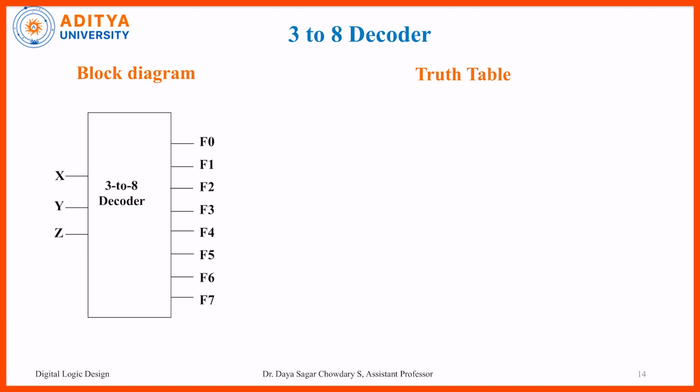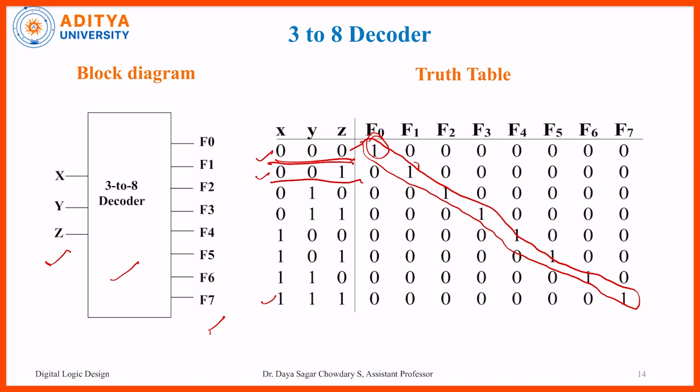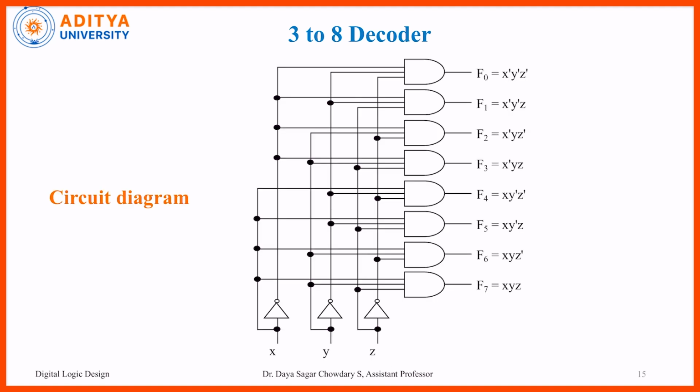That is the 3 to 8 decoder. If we consider the 3 to 8 decoder again, this is the block diagram. It contains 3 inputs and a total of 8 outputs. This is the truth table, where we consider all 8 binary combinations. For each of the 8 binary combinations, each time we enable one output. For this combination F0 is enabled, for this combination F1 is enabled, for this combination F2 is enabled, and likewise for this combination F7 is enabled. And this is the circuit diagram for that particular operation.